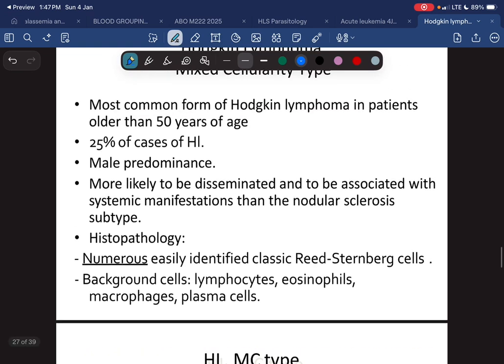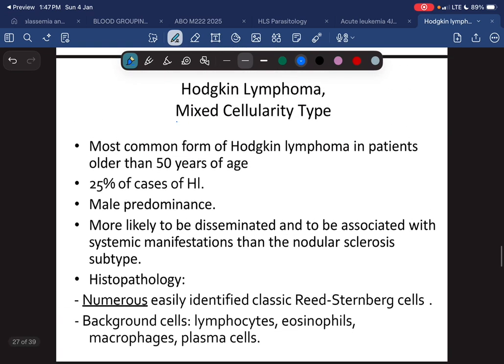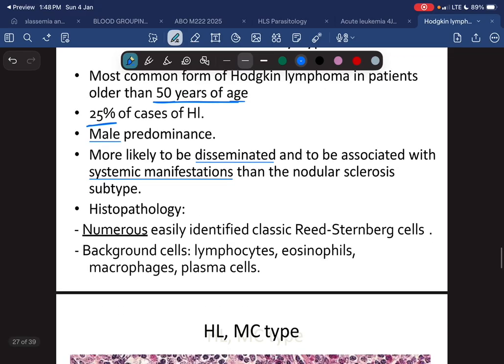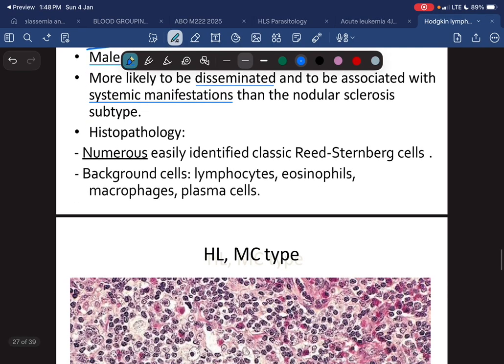Okay, the second type is mixed cellularity. It is common in older age group, more than 50 years of age. Younger age group we said nodular sclerosis. Accounts for 25% of Hodgkin lymphoma, male predominance. If we compare it with the other one, there is no preference in nodular sclerosis. More likely to be disseminated and associated with systemic manifestation if we compare it to nodular sclerosis. So it presents with advanced stage and poor prognosis, mixed cellularity, poor prognosis compared to nodular sclerosis.